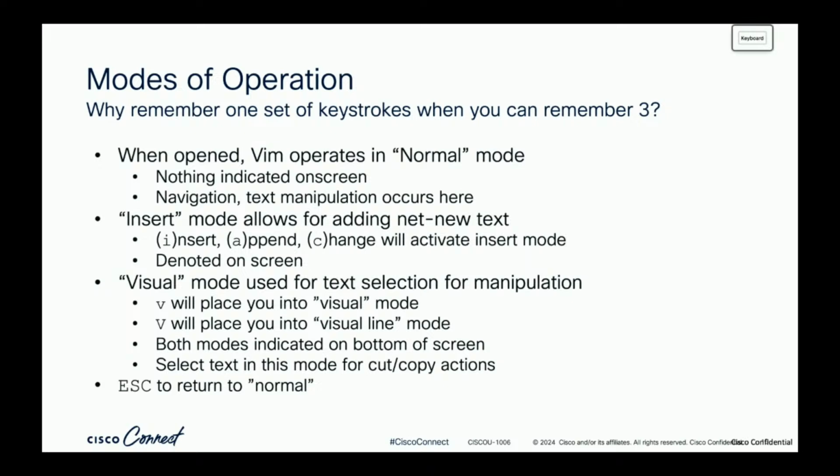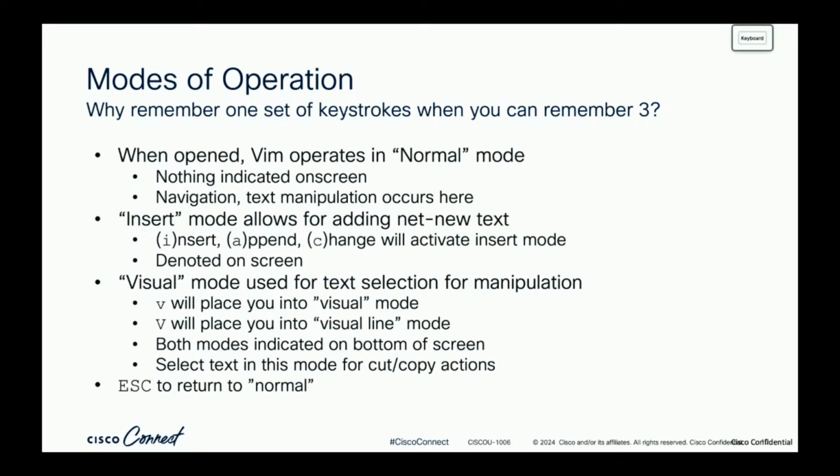So if I have a paragraph of text, I can select that paragraph just all the way down to the end, and it will just highlight those lines. It will also say visual line on the side, so there's no question whether I'm in visual or visual line. Like I said, that's for cut and copy actions. To get out of those modes and get back to normal, I'm just going to hit escape.